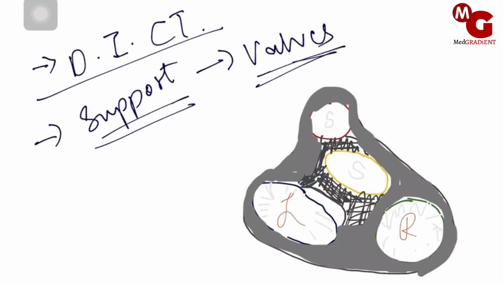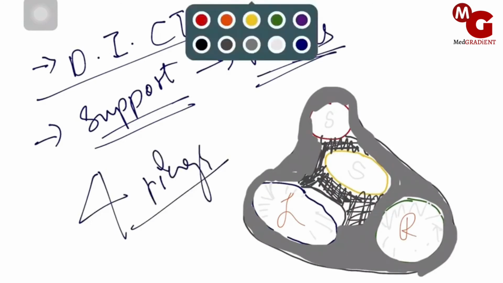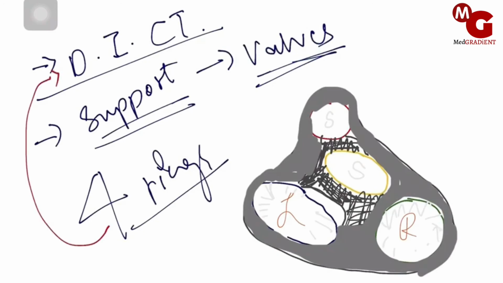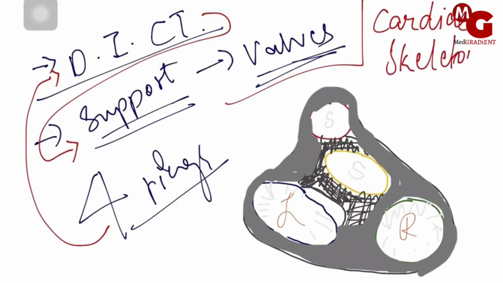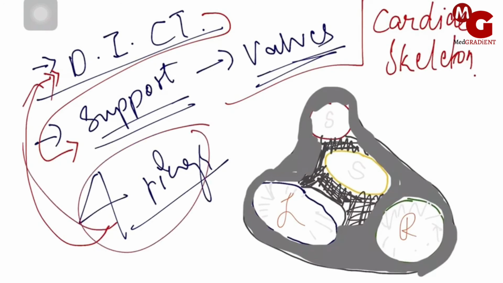So four rings of dense irregular connective tissue that support the valves. This is what we call the cardiac skeleton. Right? Yes. So now what do you know about the cardiac skeleton? As I said, it's a four-ring structure. It is made up of dense irregular connective tissue, and it supports the valves.